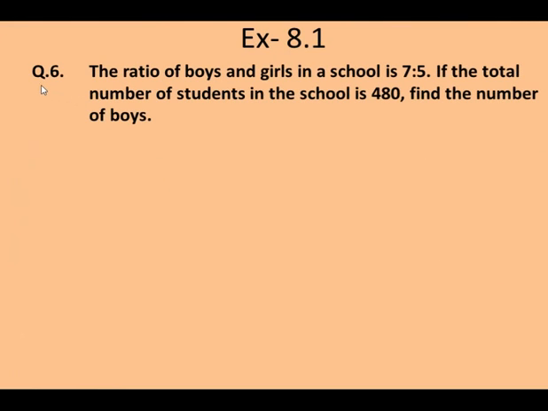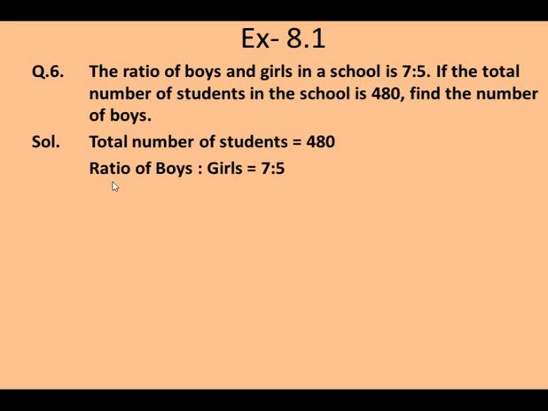Then we are having question number 6. The ratio of boys and girls in a school is 7:5. If the total number of students in the school is 480, find the number of boys. So here we have been given total number of students 480. Ratio of boys and girls 7:5. So boys we have to find out.